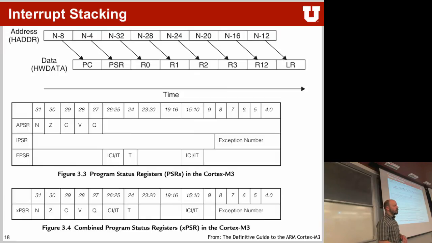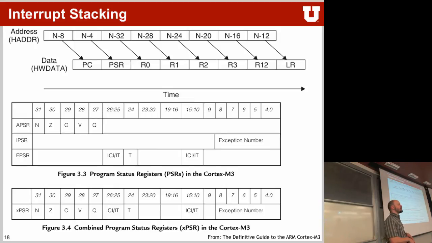The xPSR, this is this magic status register. It's actually 3 registers in one. We have the APSR, which we talked about. These are the status flags from the ALU, where you can do conditional execution. And then the IPSR, which is the lower part down here, which will tell you which exception number is executing right now. So which interrupt is being processed right now. Any questions so far?